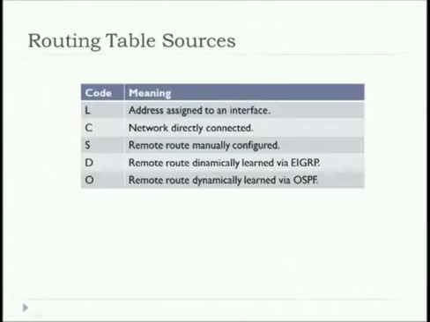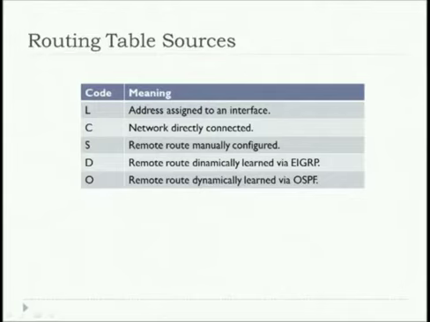A route can be learned by using several methods. The way a router adds a new entry in its routing table is known as the route source. The route sources are identified by a letter. The most common codes are the following. L. This code identifies the address assigned to a router's interface.